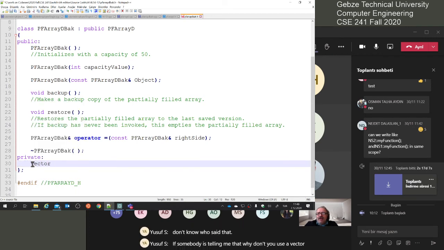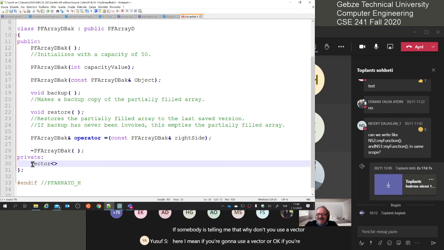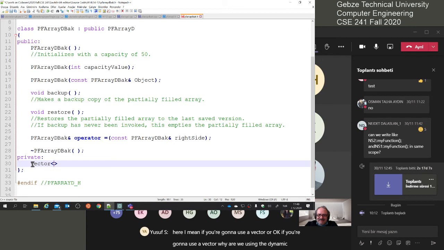I mean, if you're going to use a vector, why are we using the dynamic allocation in the, okay, so it's like this one, right? Or B. Okay, if I do that, now I don't have to do the big three because I don't have any pointers in it. So if I have a vector of B, let's try to see.